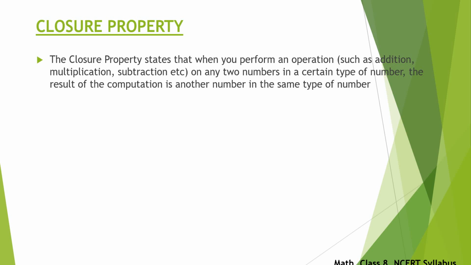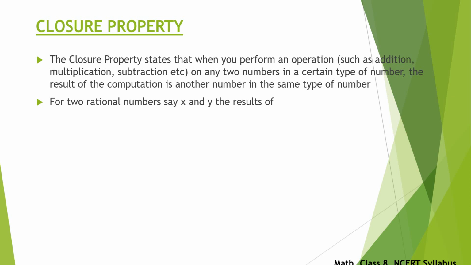multiplication or subtraction, it results in rational numbers only. Or if I am working on integers, then the result is in the form of integer only. So the closure property states that my result is actually in the same set of numbers.